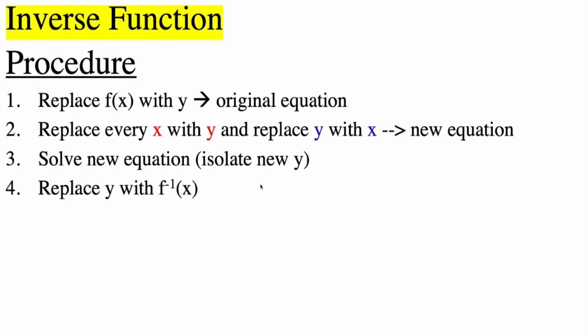Again, a recap: first step says replace f of x with a regular y for the original equation. Second step says replace every x with a y and replace every y with an x for a new equation. Third step says solve the new equation by isolating the new y value. And the fourth step, mostly just a formality, change the y with the f raised to negative 1 parentheses x. And that's pretty much it regarding inverse functions.